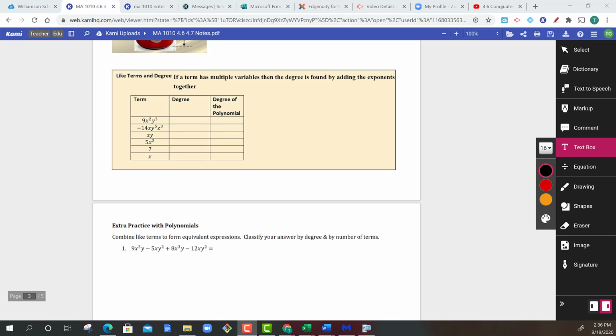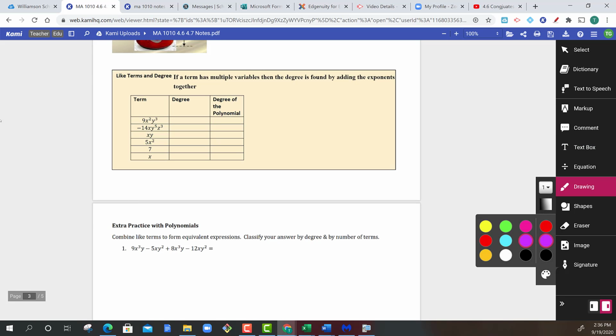So here we're going to talk about the degree again, which we've discussed as the largest exponent of a single term. We mentioned if there were multiple variables in a single term that to find the degree we add the exponents together. That's what's going to show up in this section quite a bit. So when there's multiple variables, then the degree is found by adding the exponents together.